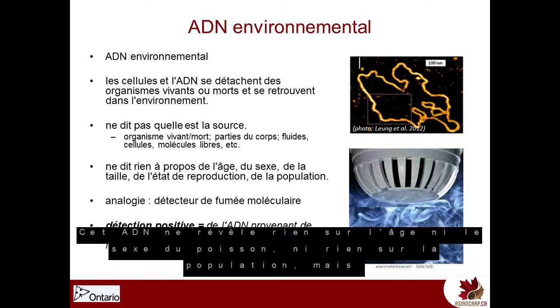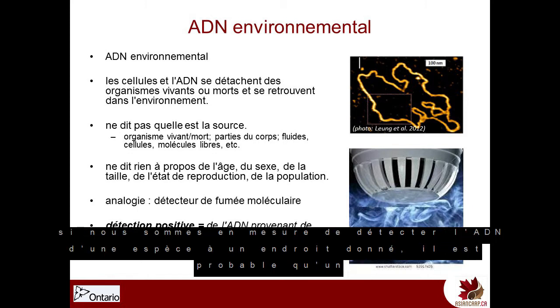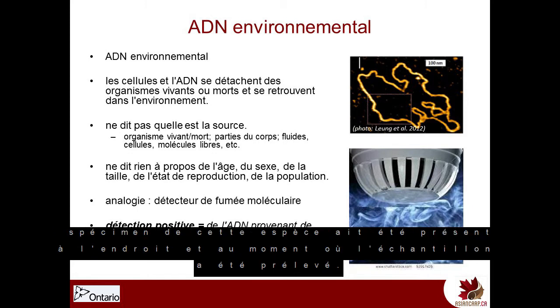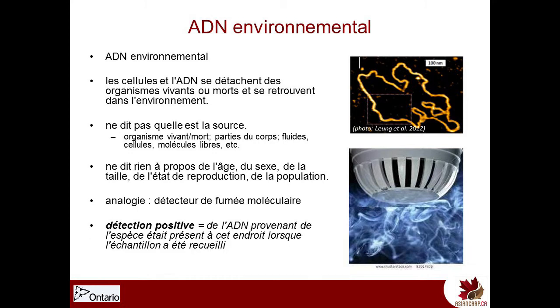It can come from all sorts of different body parts or fluids. What it cannot tell us is the age or size or sex of the fish, anything really about the population. But what it can say is if we're able to detect DNA from a species, there's a decent likelihood that a member of that species was present at that sampled location at the time we did this.